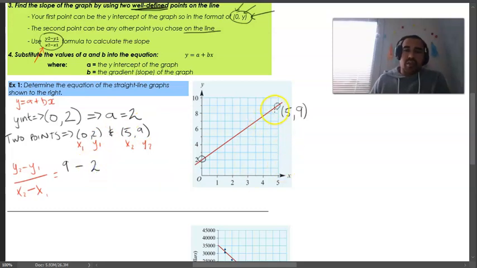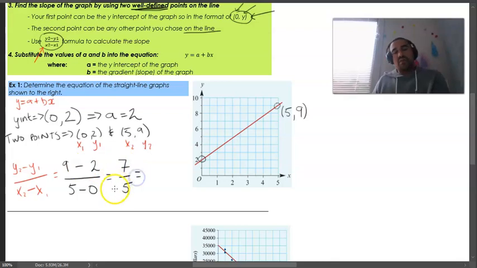Or in other words, how much does this go up by in the vertical axis? This is going up by 7 units, or 9 minus 2 units. And then how much is this going across by? 5 as our x2 minus 0 as our x1. It's gone from 0 to 5, so we know it's gone 5 units. 9 minus 2 is 7. 5 minus 0 is obviously 5.